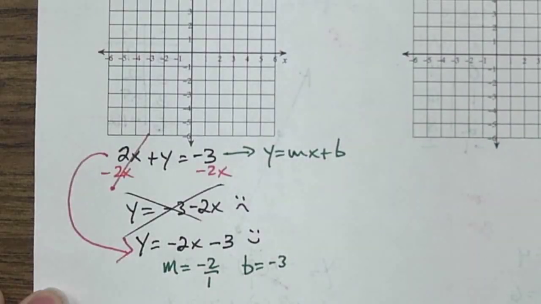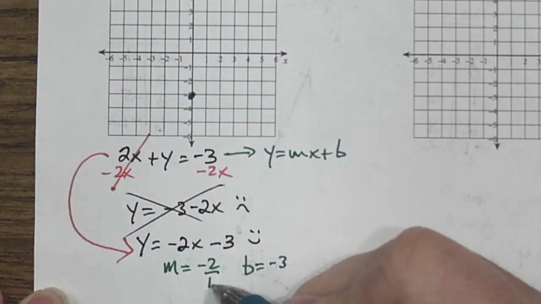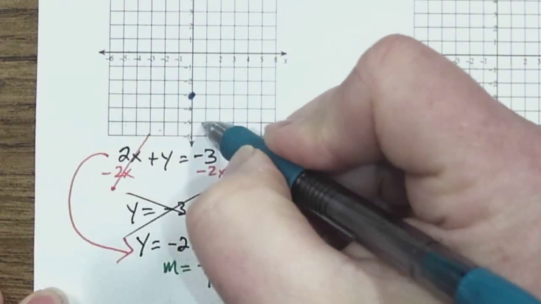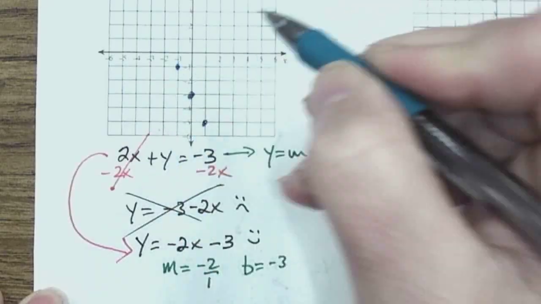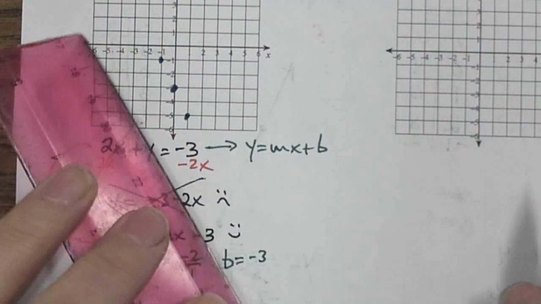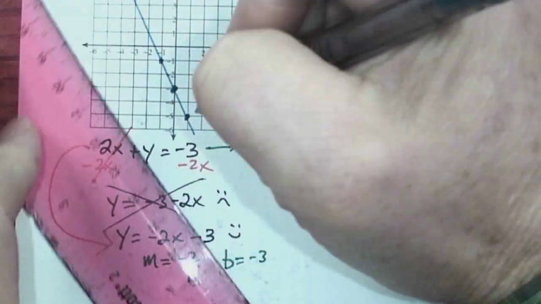Now I can put a dot at -3, the y-intercept, then -2 over 1, so that's down 2 over 1. Down, oh, can't do that. Let's go up 2 the other way. Go in reverse, and I have my line.